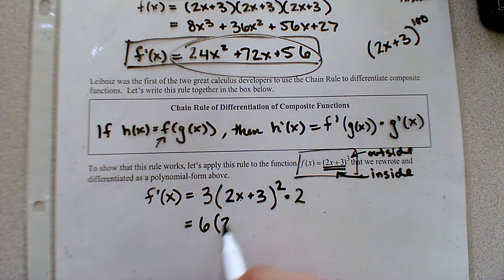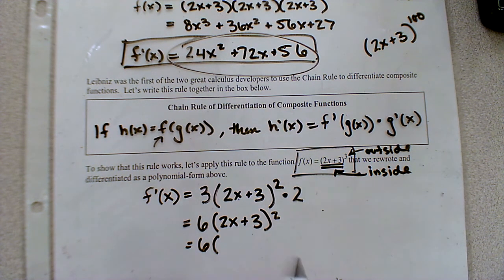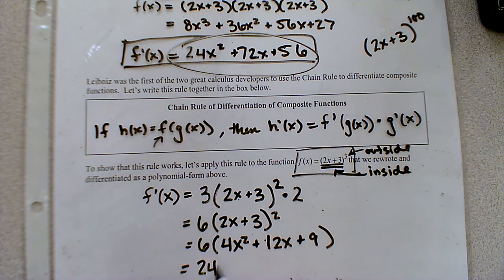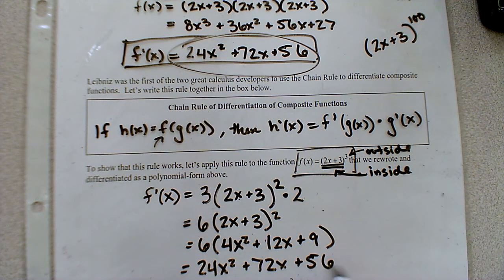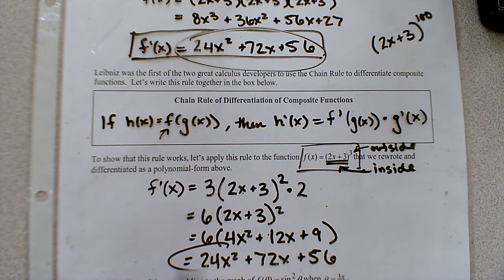So we could rewrite this as 6 times (2x plus 3) squared. And then if we square this quantity, we will get 4x squared plus 12x plus 9. And then if we distribute in the 6, we'll get 24x squared plus 72x plus 54. So notice how it does match the previous derivative we had, and it should because we found the derivative of the same function by just using a different shortcut rule.